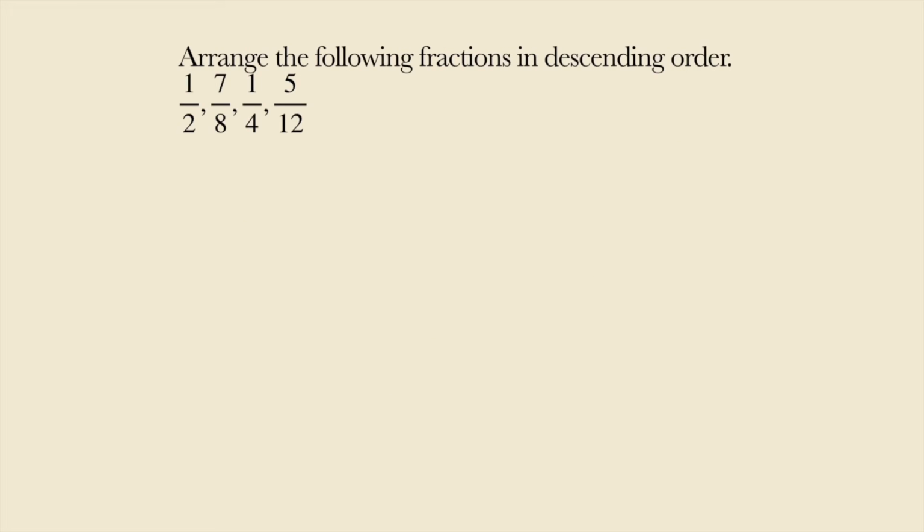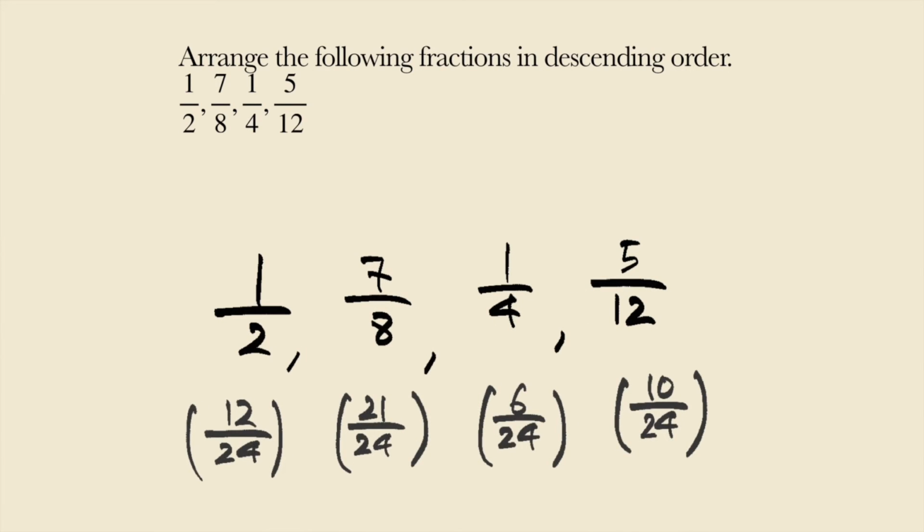In descending order, let's start with the largest fraction, but before we do that, we have to compare them, don't we? So look at the denominators. They can all be turned to 12. No, they can all turn to 24, I mean, okay? So 12, 24, all right.